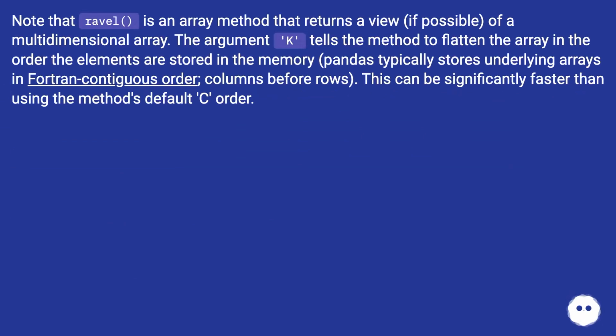Note that ravel is an array method that returns a view, if possible, of a multidimensional array. The argument K tells the method to flatten the array in the order the elements are stored in memory. Pandas typically stores underlying arrays in Fortran contiguous order, columns before rows. This can be significantly faster than using the method's default C order.